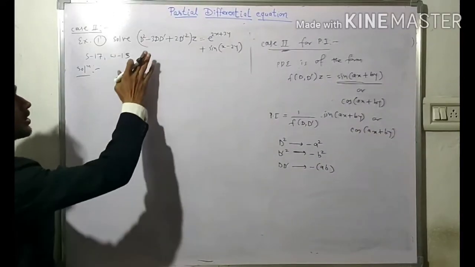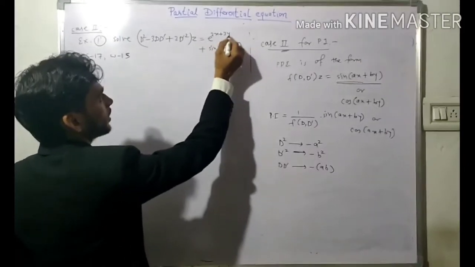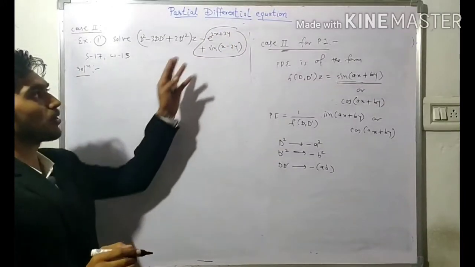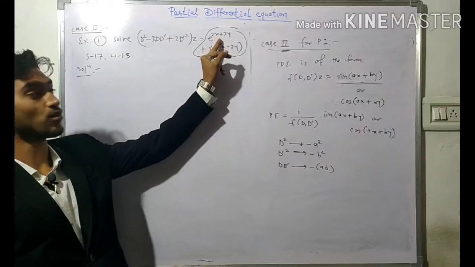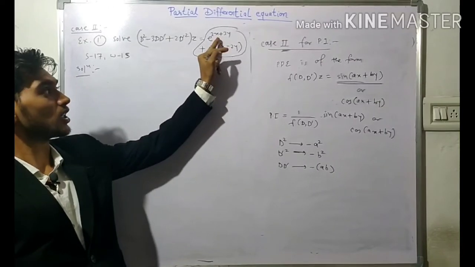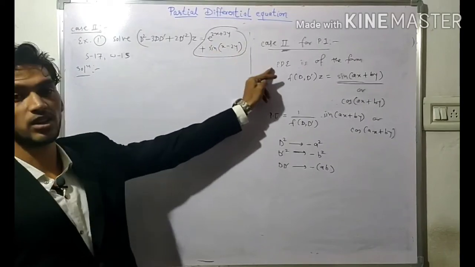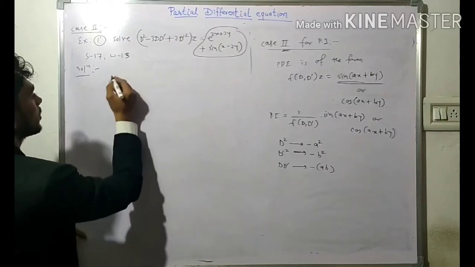So in this example there are two cases. On the right hand side it is e to the power 2x plus 3y plus sine of x minus 2y. So initially we will apply case 1 for the exponential function, and for the sine function we will use case 2. Okay, so let's start.